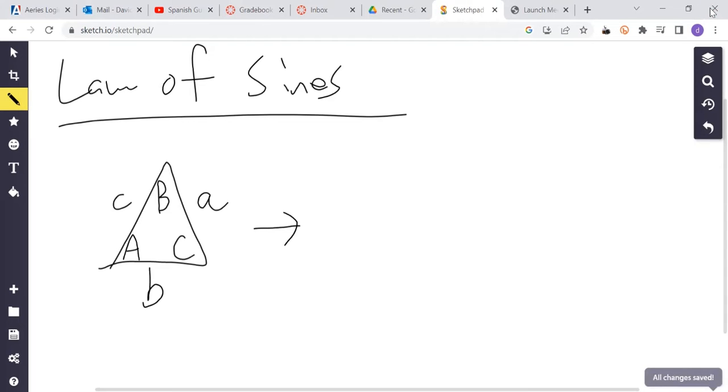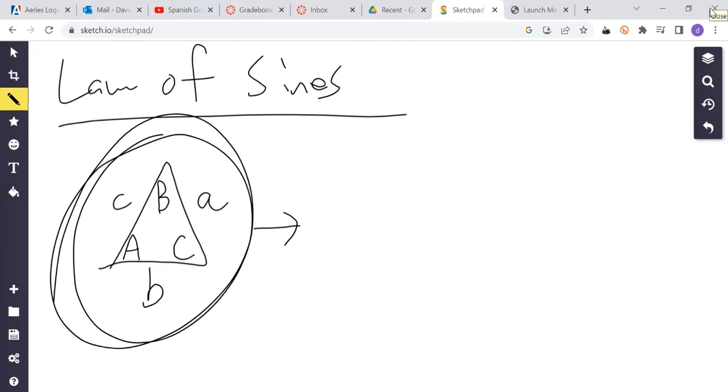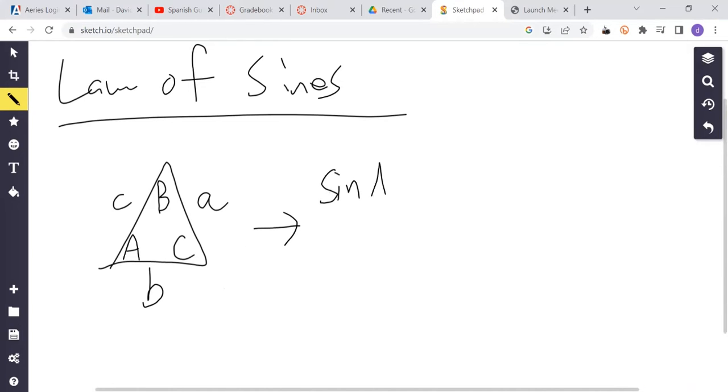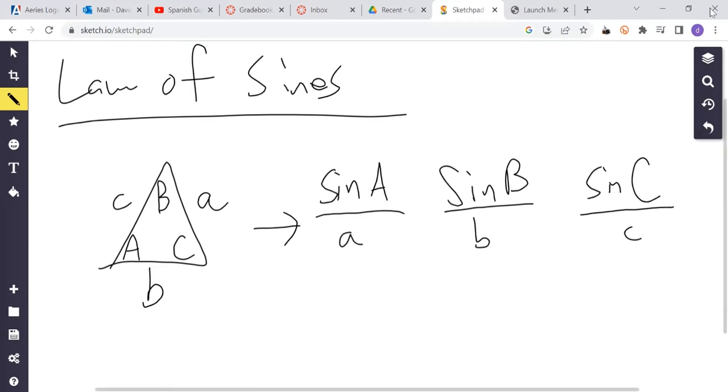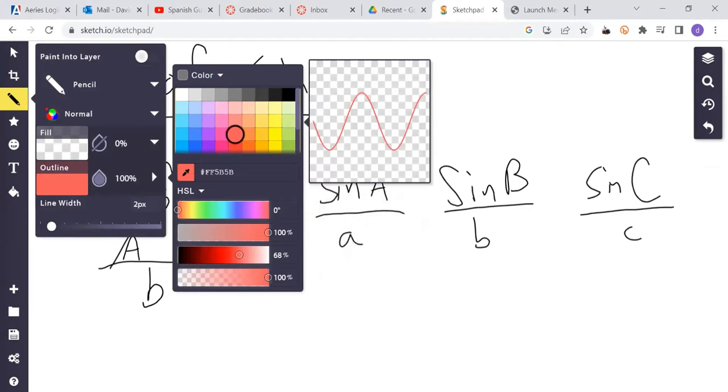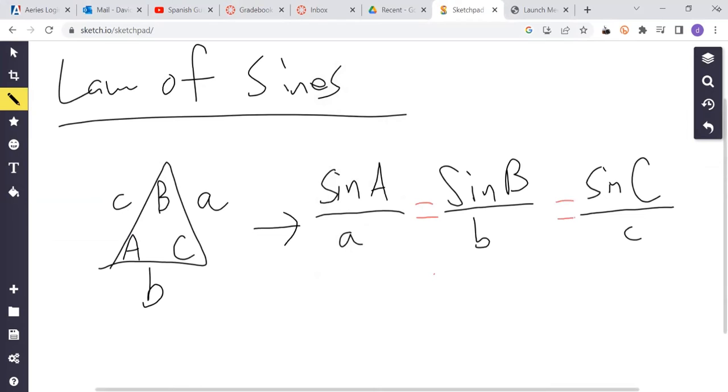So it turns out that if you have a triangle like this here, ABC, then if you go sine of angle A divided by little a, if you go sine of angle B divided by little b, and if you go sine of big C over little c, then it turns out that all three of these fractions are equal.